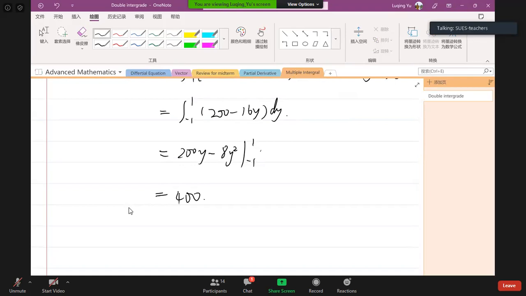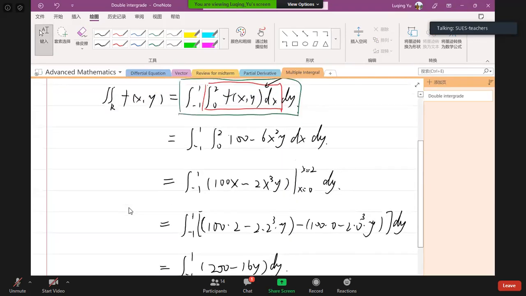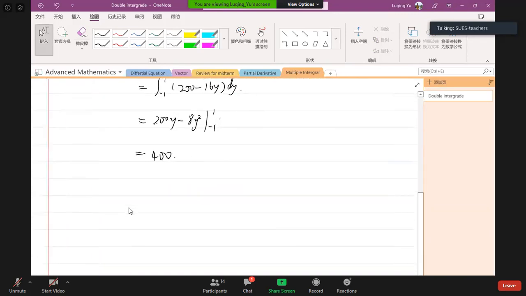Okay, so this is the solution for example 1. Also, you can do the integral in other ways, like integrating on y first, and then doing the integral on x. So if you want to do y first, it is this way. But it really depends on you. If you think one is easier, you can do that integral first.